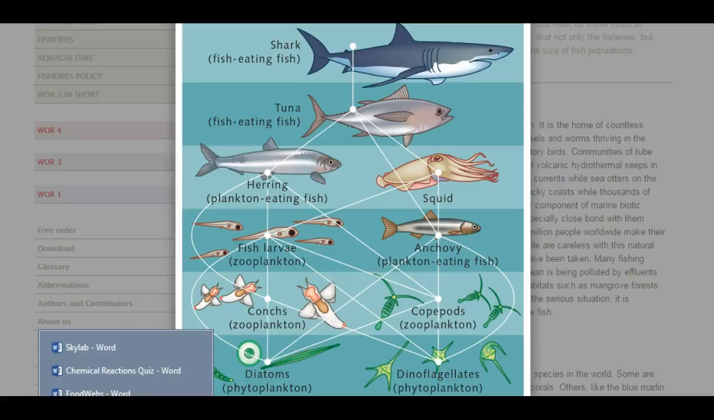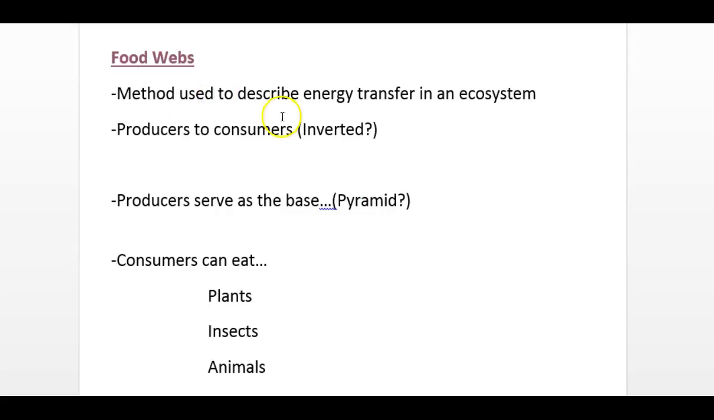So if we go back, and if we get a definition of a food web, it's a method used to describe energy transfer in an ecosystem. And then we'll talk about this in a minute. Producers to consumers, and is it really inverted in a marine system? So this is a marine system. And I'll show you what I mean by inverted in a minute. So we'll go with that.